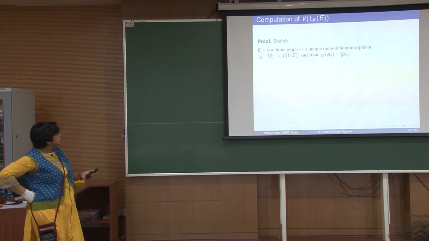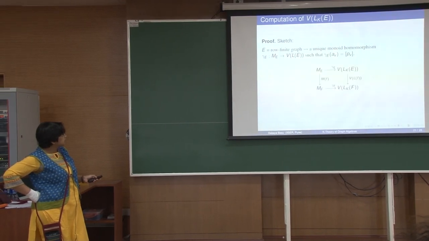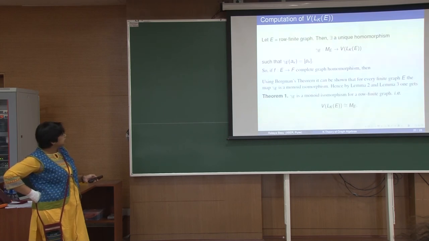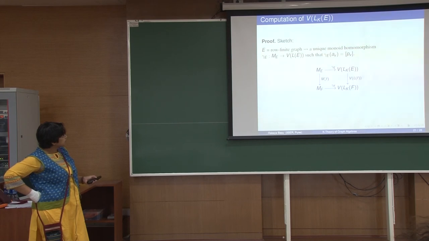So the sketch of the proof is that we start with a finite graph, and a unique monoid homomorphism gamma E from any to any, so that we have this definition, and then we have this diagram. From V of L, we have this map gamma E and gamma F, and also you remember that F induces a monoid homomorphism MF, and here also we have this map. Therefore, this diagram is commutative.